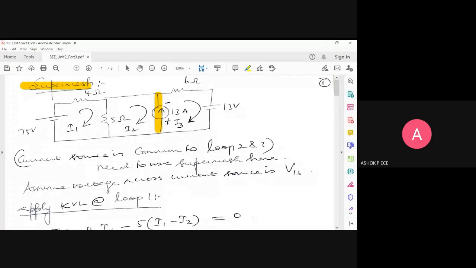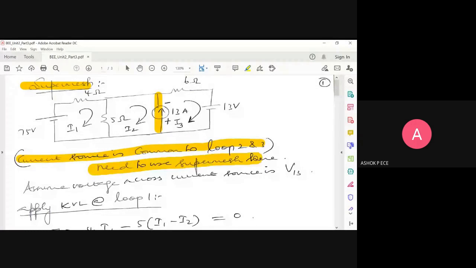So I told you the condition. You see the circuit first. If you find the circuit is normal, you go for KVL or KCL, and you'll get the answer straightforward. But if you find the circuit has any current source common to two loops, then you have to definitely go for super mesh. And you see here, the current source is common to loop 2 and loop 3, so we need to use super mesh here.